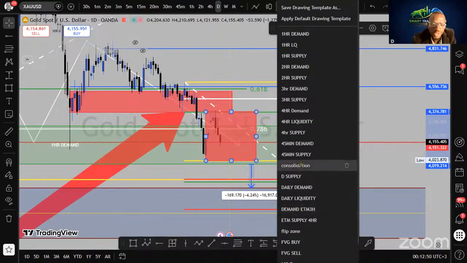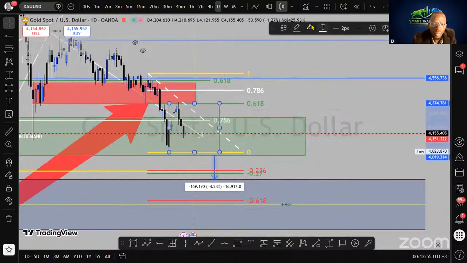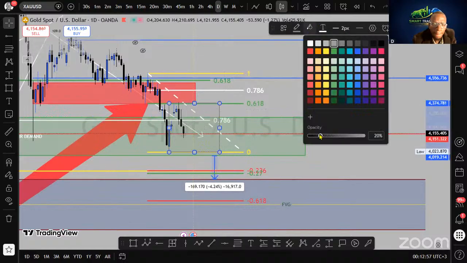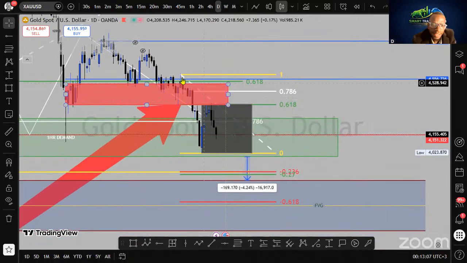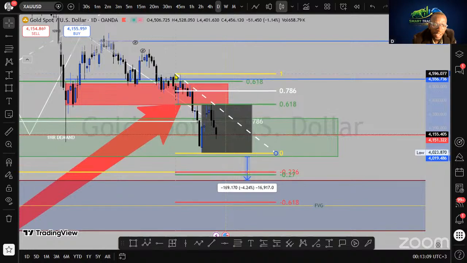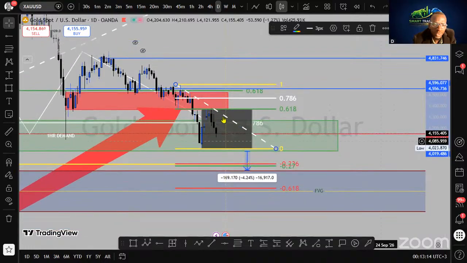Okay, consolidation, there we go. Darken that a little bit. There we go. So what was the high? This is the highest point that made the low, and we came to the 618, which was a very good rejection point. So literally, these are the areas we were taking sells.